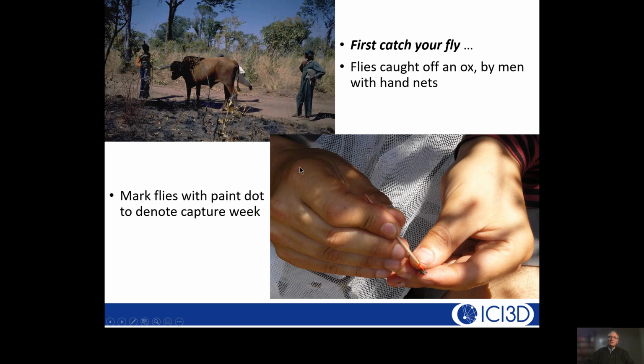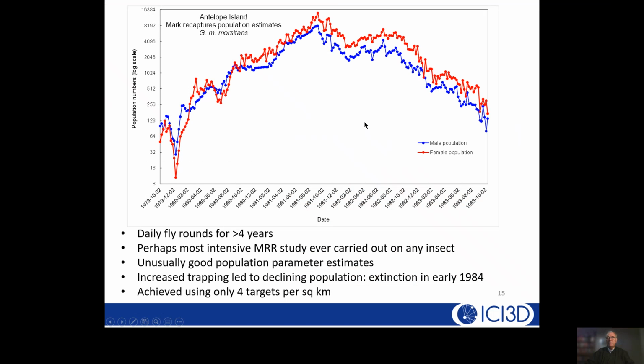And then you do that again and again, and you record the flies which have been caught before, and you can use that to actually get estimates of the population. And this was a very extensive program. These fly runs, as they were called, were done 4 times a day, every day for more than 4 years. And it's probably the most intensive mark release recapture study ever carried out on any insect. As a consequence, we got very, very good population parameter estimates.